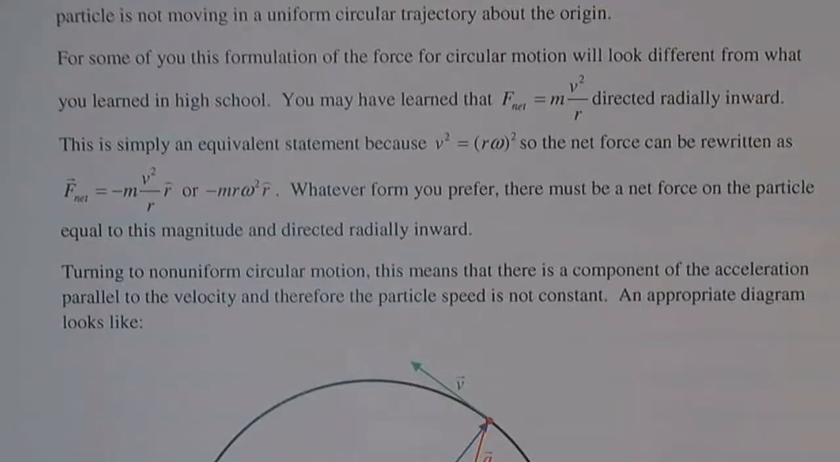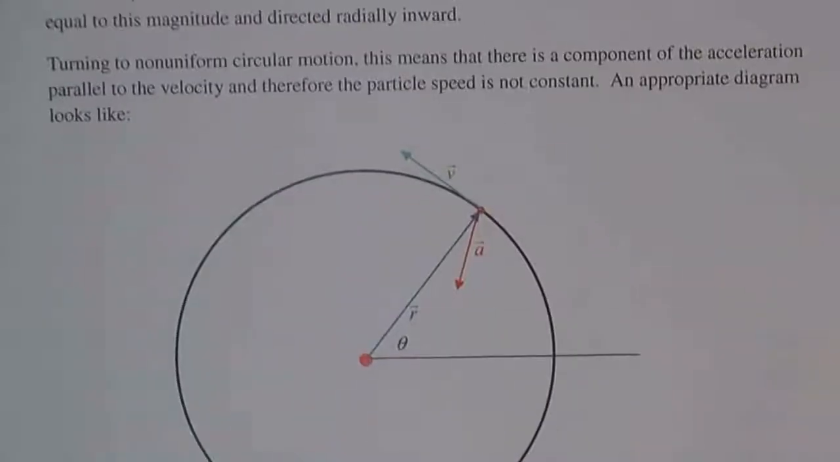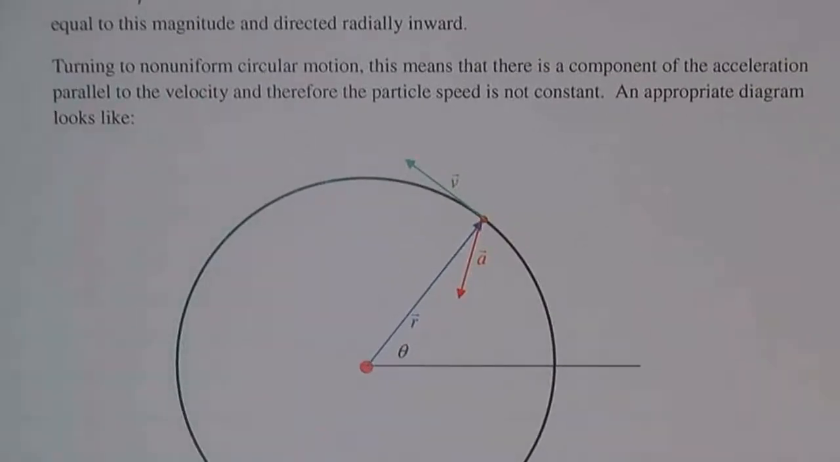So let's return and talk about non-uniform circular motion. The difference is the speed. In uniform circular motion, the speed is a constant. The magnitude of the velocity is a constant. In non-uniform circular motion, the speed is no longer a constant, which means we must have some component of the acceleration in the direction of the velocity so that it changes. The velocity has to remain tangential to the trajectory, but its magnitude is going to change.